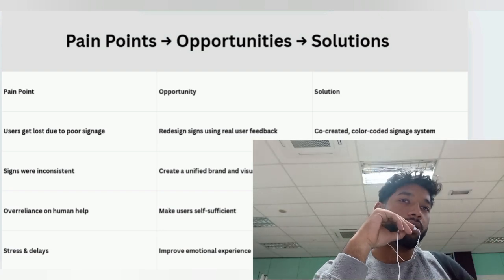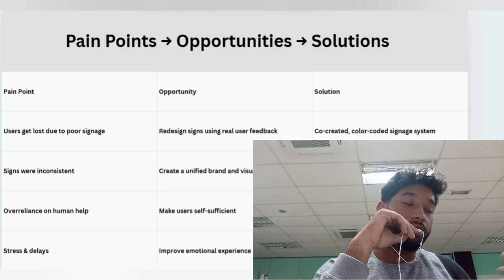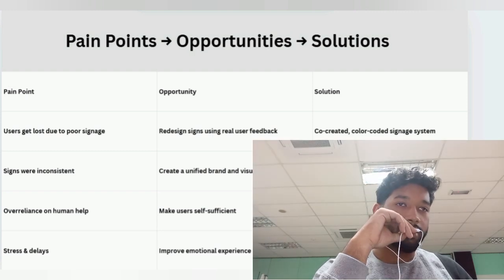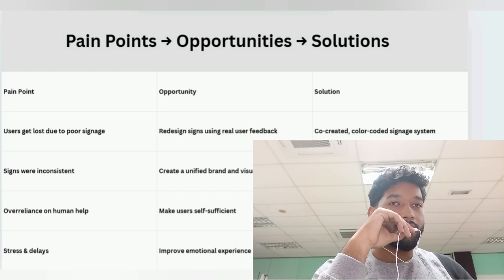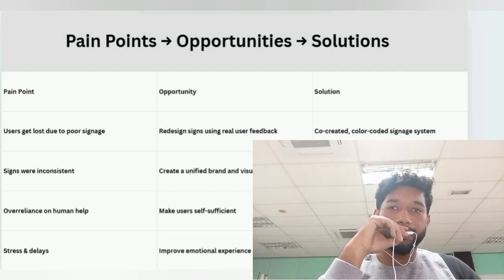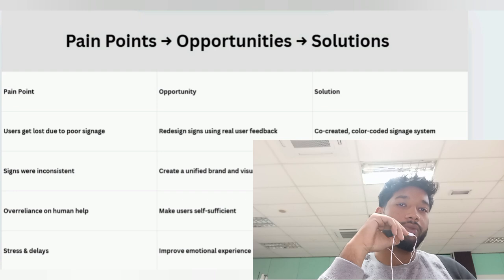Here are the pain points, opportunities and solutions we could make out of it. The pain point goes like this: the user gets lost due to poor signature signboards, and the opportunity is to redesign signboards using feedback and considerations. The solution is collateral with color codes and signature terms. Signs were inconsistent. Create a unified brand visual language.